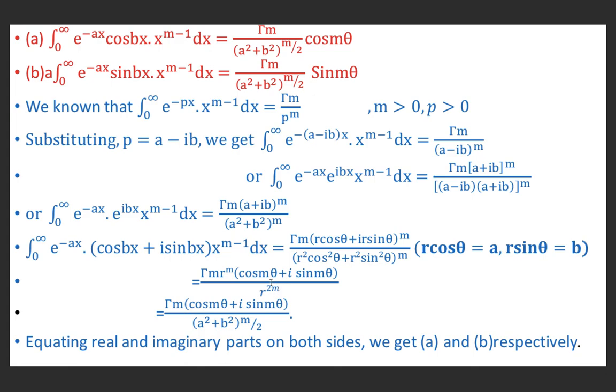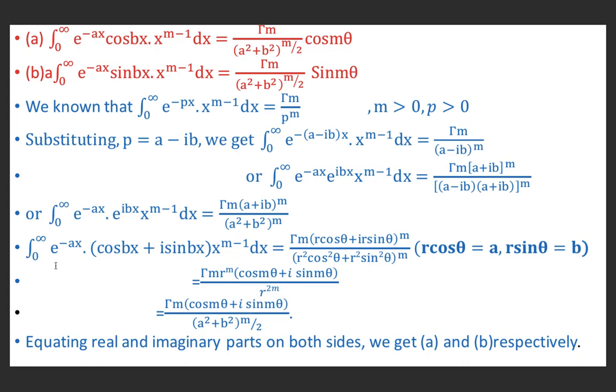And r raised to power m is nothing but, because r is under root a square plus b square, so it is (a square plus b square) raised to m by 2. Because r is under root a square plus b square, and here the power is m. So this is m upon 2.